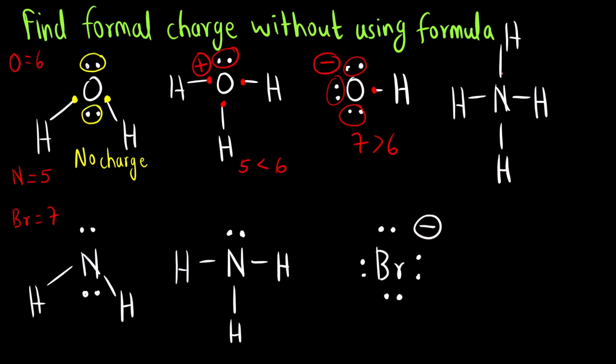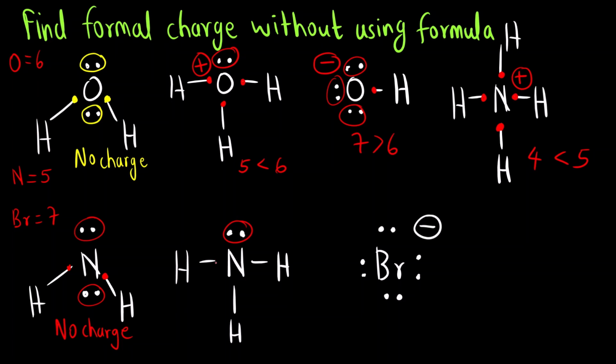Now nitrogen. Here how many electrons are there? 1, 2, 3 and 4. So 4 electrons around nitrogen. 4 is less than 5. So what will be the charge on nitrogen? Plus 1. Similarly here, if we see, 2 plus 2, 4, 5 and 6. So it is the same as the valence electrons. So there will be no charge.